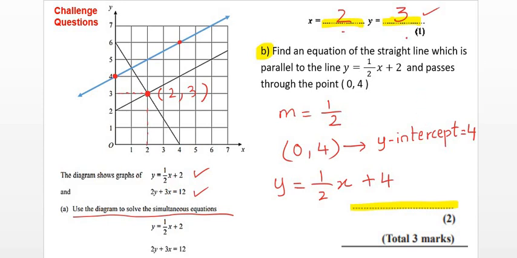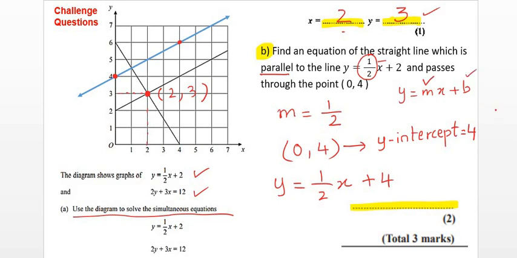Now for the second part, they want you to find another straight line that will be parallel to this one. Whenever a straight line is parallel to another straight line, they have the same value of the slope, or you can say the gradient. In this case, the value of the gradient is 1/2. It means that the value of m is 1/2. This is the standard form of the equation, y equals mx plus b. So I got the value of m, that is 1/2.